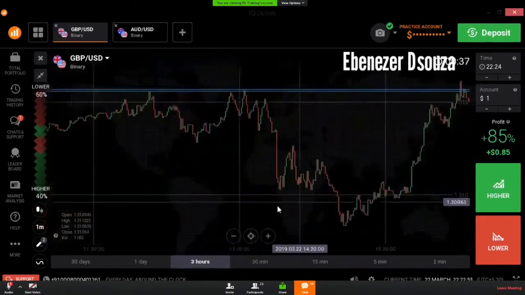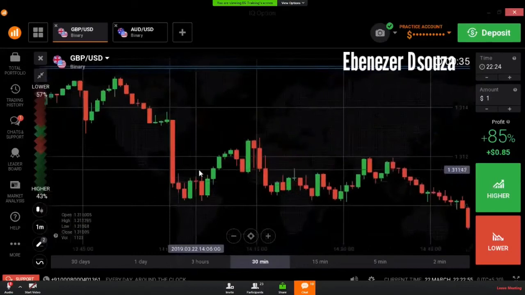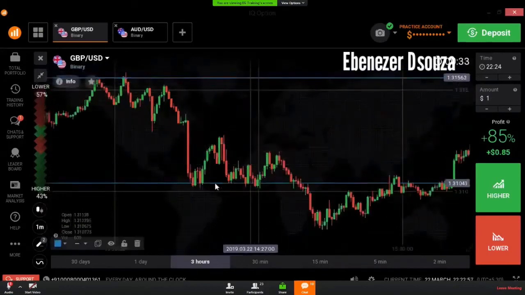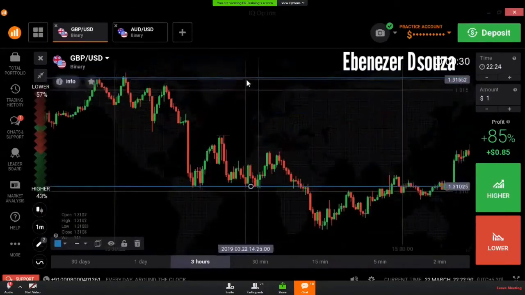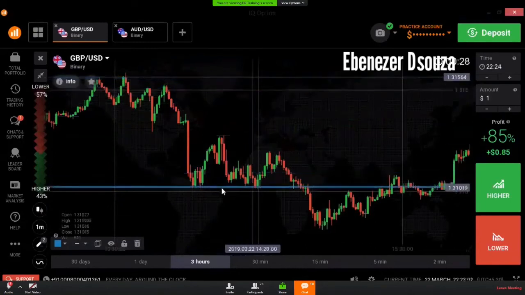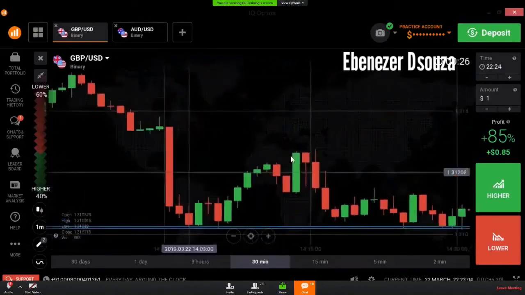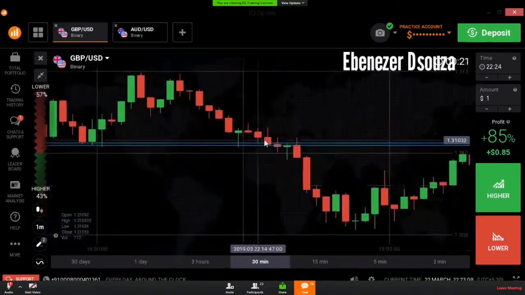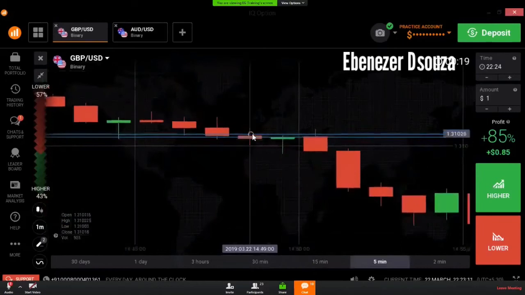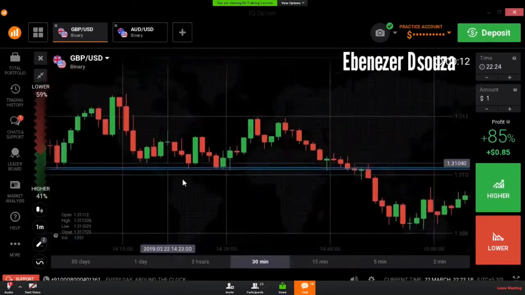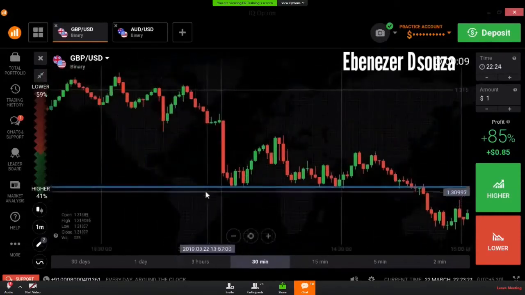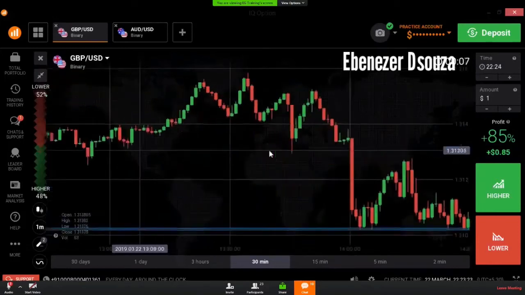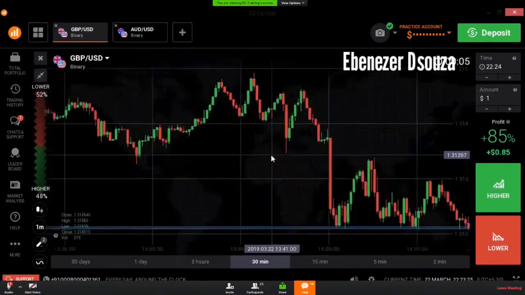Always after breakouts, there is a chance to enter sellers and buyers. Here also, a buyer's entry point, a breakout candlestick. You are seeing a breakout candlestick, a small breakout. Again, we are seeing a buyer's entry. So in the market, buyers and sellers always change their entry points. That's why you are seeing fake breakouts.